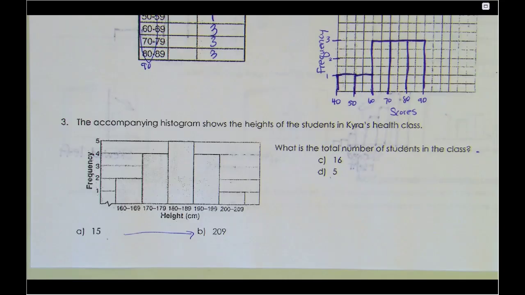Okay, so let me ask you this question. If you picked 209, or let's say you didn't. Let's say the person next to you picked 209. If somebody next to you picks 209, what are they doing? Oh, they're looking at the bottom. Yeah, they're looking at the bottom, which is not the number of students. It's the heights. Okay, so it's not that.